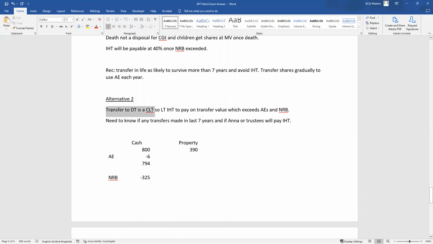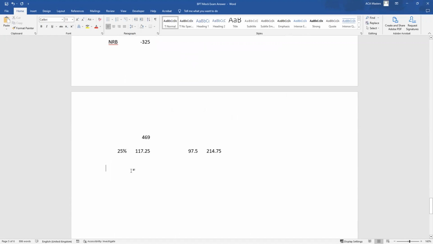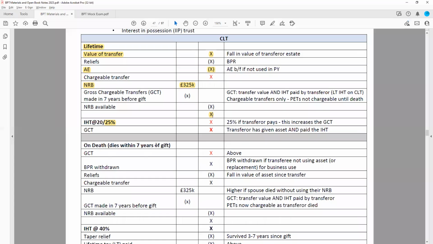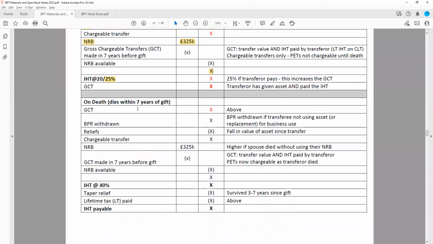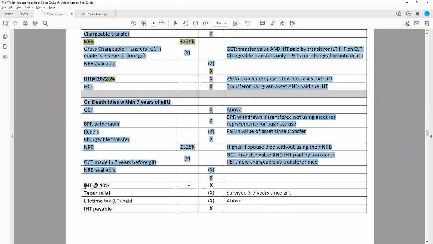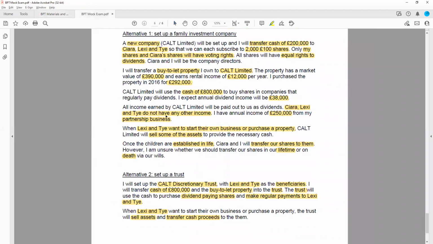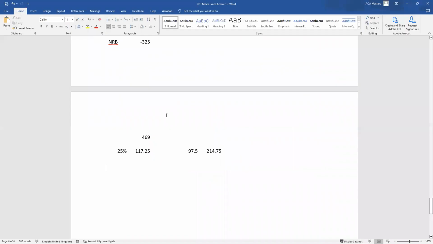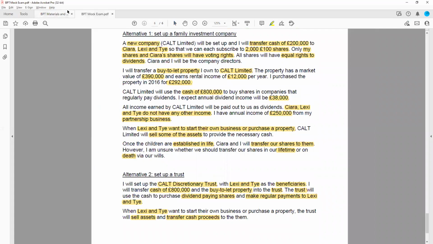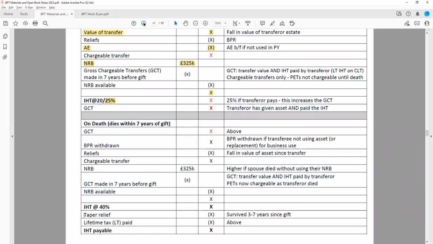So transfer to a discretionary trust, CLT, lifetime IHT, need to know if any transfers made in the last 7 years. And you could even mention, if they were to die within 7 years, then it'd be IHT again, 40% reduced by taper relief and lifetime IHT paid. But it sounds as though, as we said, there's no mention of them dying anytime soon. So you could briefly mention that point because that is, of course, how a CLT lifetime transfer works.